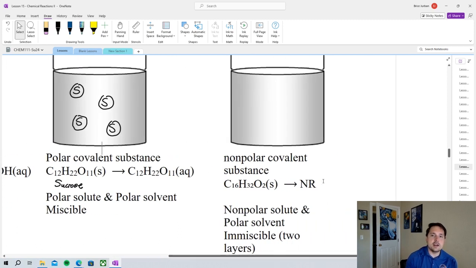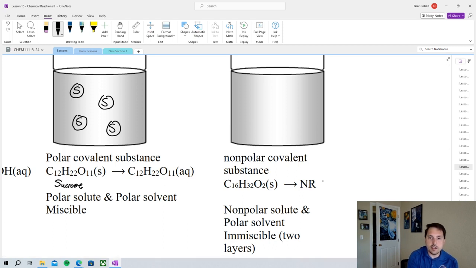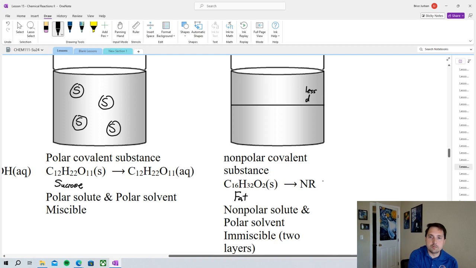Now, how about if I put a nonpolar substance into water? Well, this will not lead to a mixing. So if I have this long carbon chain, C16H32O2, so only 2 oxygens here, this is a fatty acid. This fat won't dissolve. Instead, it will create 2 layers where I have the less dense substance on top and the more dense substance on the bottom. And so we'll have 2 layers here. So on the top, we're going to have the fat. And on the bottom, we'll just have the water here.